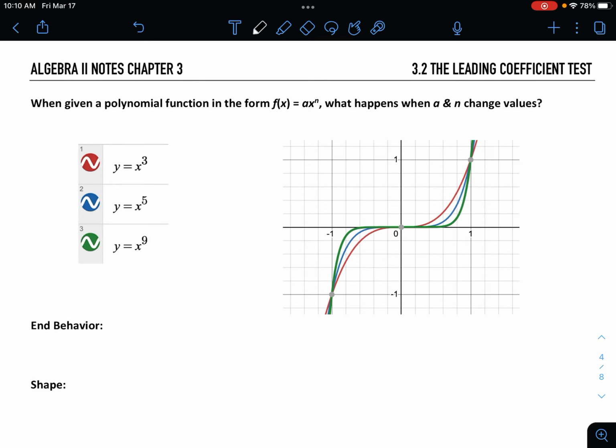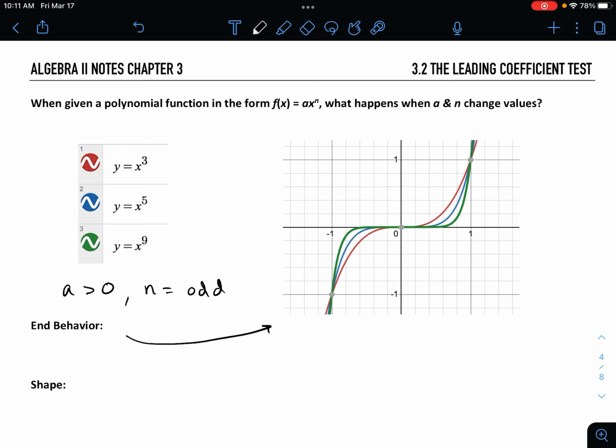All right, so similar set of problems, right? We've got a times x to the n power. Notice in all of these, I have odd exponents, so n is odd. We also know that there's a 1 in front of all of these, so we know that a is positive. So a is greater than 0, and n is odd.